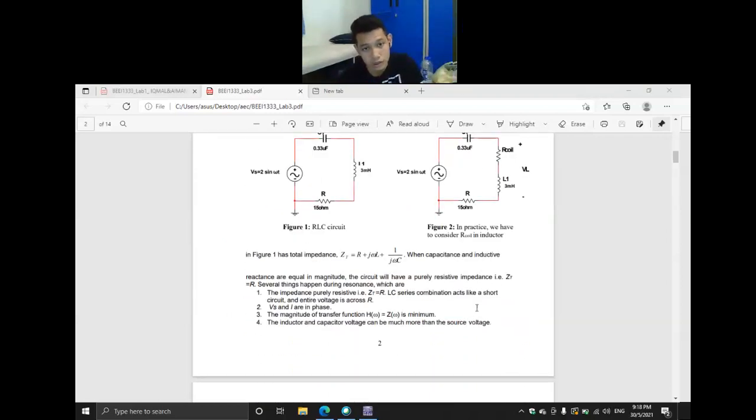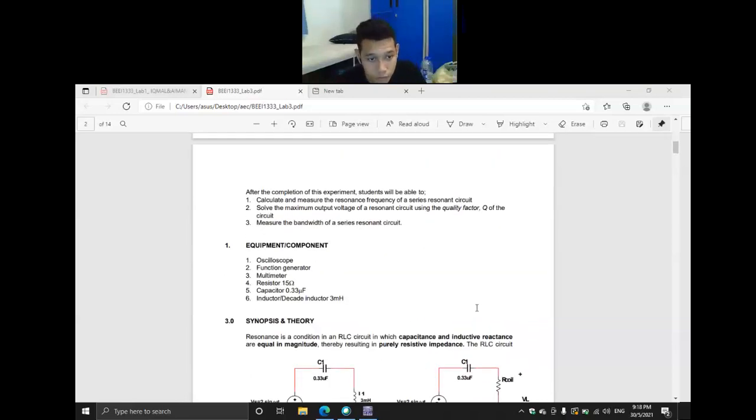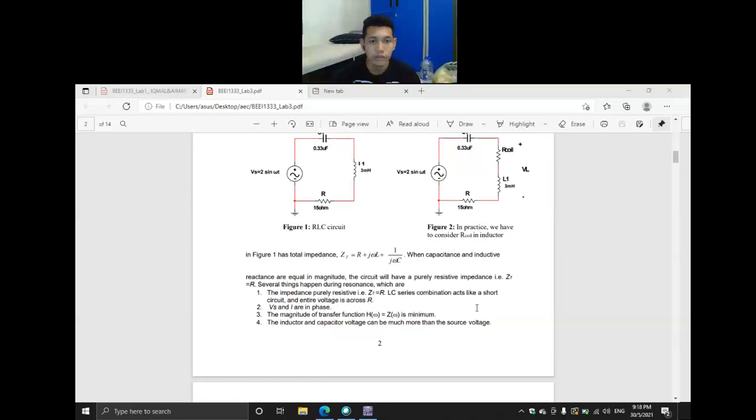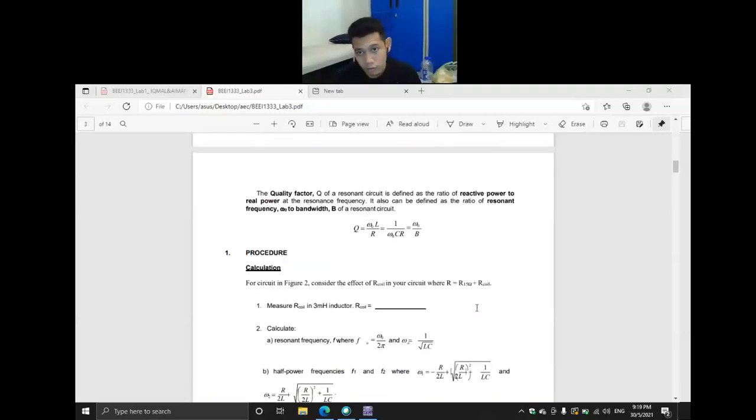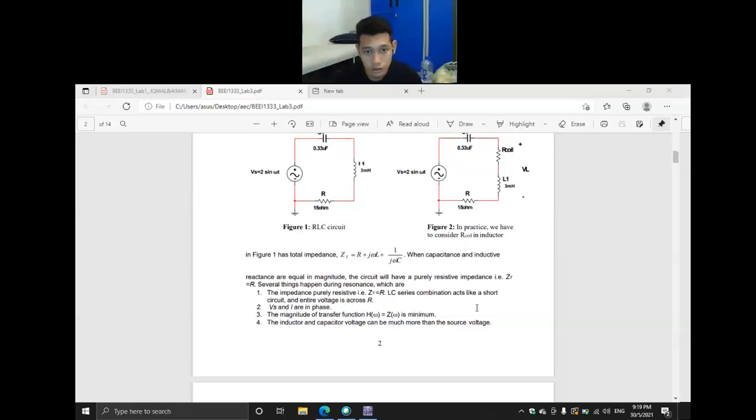So I read the synopsis or theory about the lab. Resonance is a condition in an RLC circuit in which capacitive and inductive reactance are equal in magnitude, thereby resulting in purely resistive impedance. There are two figures here, figure 1 and figure 2. Figure 1 is the normal RLC circuit and the other one just adds on the R coil, or resistor coil. So the first procedure, we need to do some calculation based on the figures given.